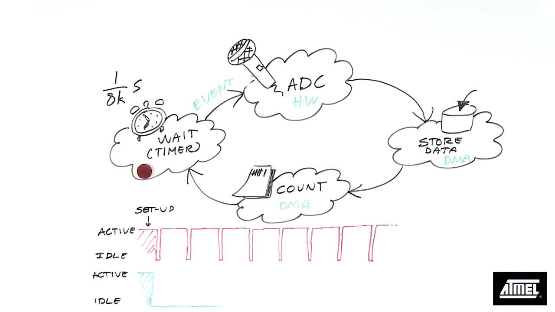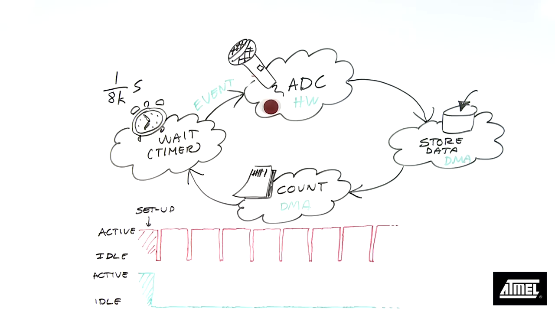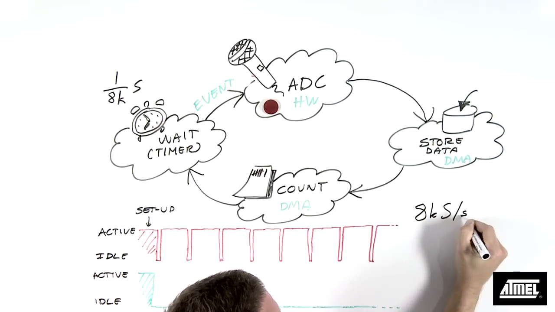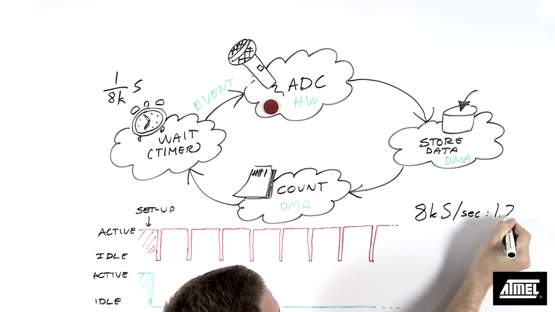Now, compare the two activity curves. As you can see, using the event system and the DMA has quite an impact on the power consumption and also leaves the CPU free for other tasks. In this example, with the CPU clock at 2 MHz, the power consumption for the XMega device has been reduced by a factor of more than 1.2.